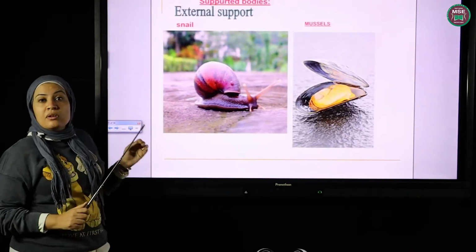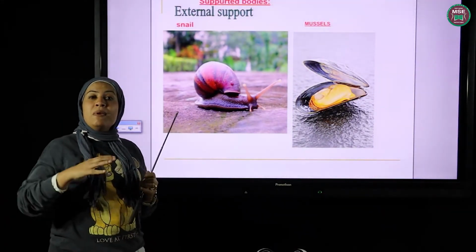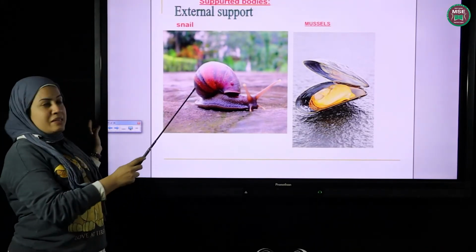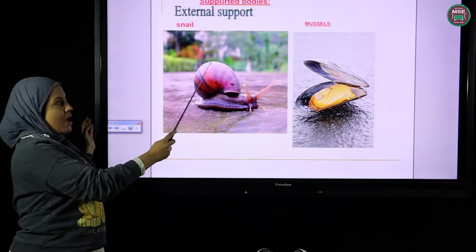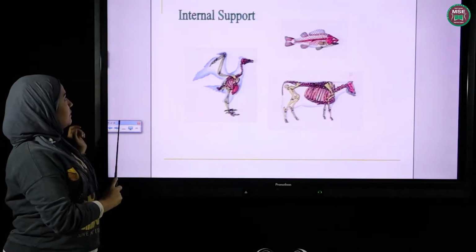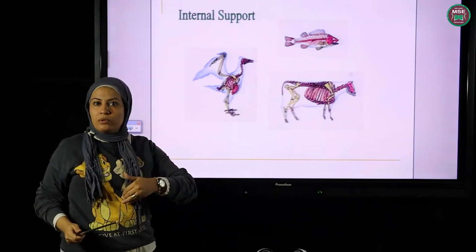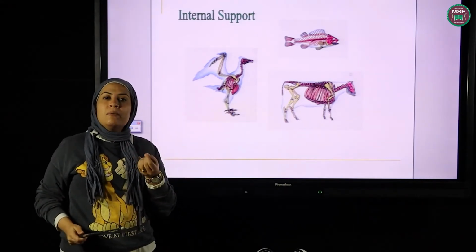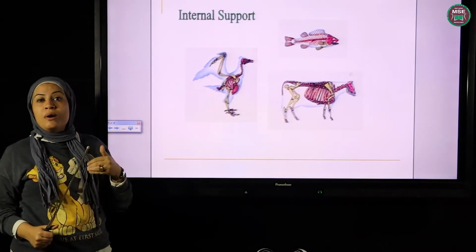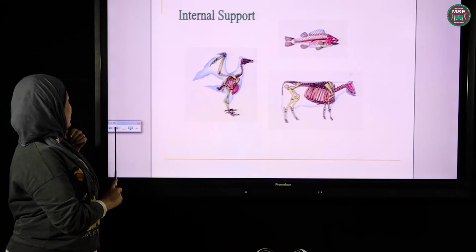Now we will talk about the supported body, the animals that have body support. It may be external support or internal support. External support, like snail, has external support outward the body and muscles. And about internal support, they have a vertebral column, which is called backbone. So they are called vertebrates. They are called vertebrate animals, which have a vertebral column or backbone, okay? Like fish, birds, cow, dogs, cats.